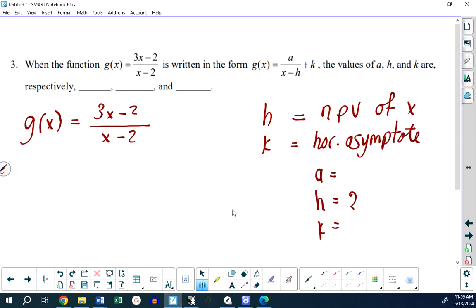We know that k is where the horizontal asymptote lies. In other words, it's the non-permissible value of y, if you want to think that way. We also have a rule for finding the horizontal asymptote's location. If the degree on the top and the bottom are the same, you divide the coefficients. So that's 3 divided by 1. So we know k is 3. What that gives us is g of x equals a, which we don't know, over x minus 2 plus 3, which is k.